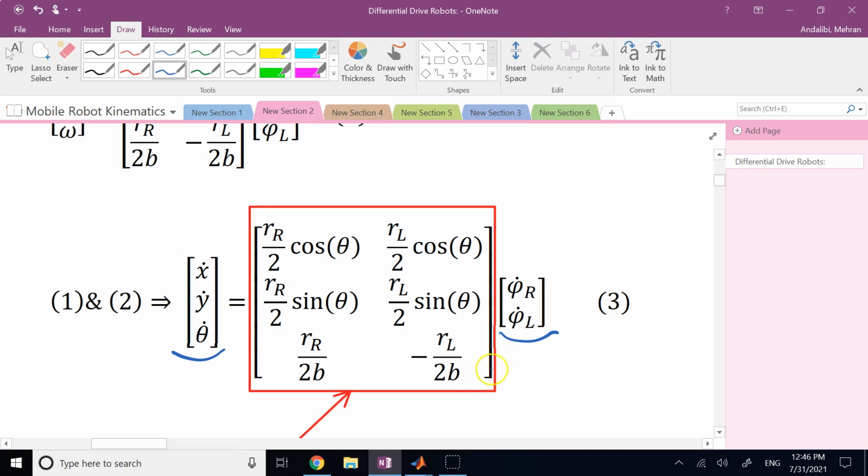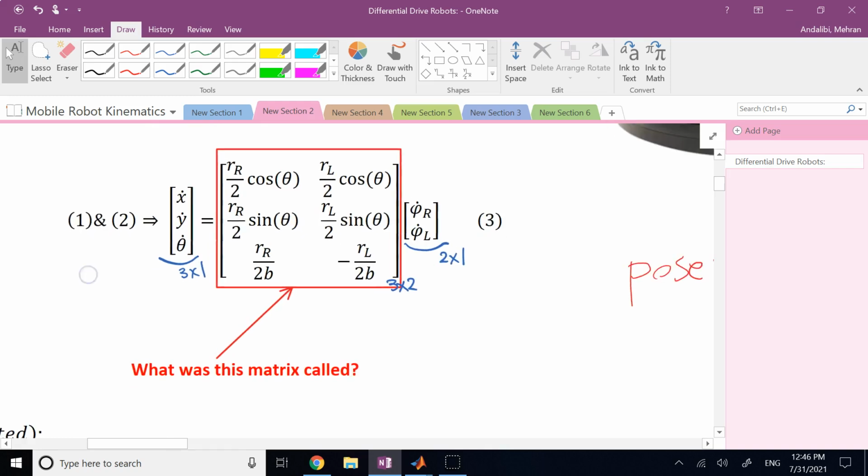And that is done by this 2x3 matrix. So this guy is a 2x1. I need a 3x2, sorry, 3x2, not 2x3, and it goes to a 3x1. Right? So this 3x2 matrix can relate joint velocity to workspace velocity. And what was the name of it, by the way, if you remember? You're right. The name of this guy was Jacobian, correct?